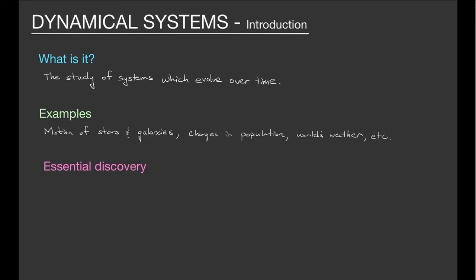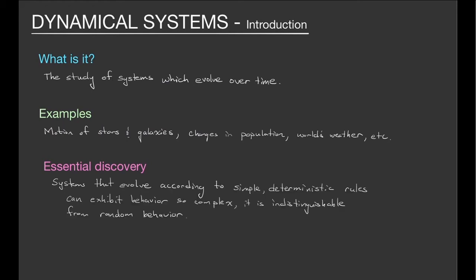Modern examples might include looking at the motion of stars and galaxies, changes in population, changes in the weather, the stock market, chemical reactions. Any case where time leads to some evolution of the system, that's dynamical systems. Now, what's the essential discovery of dynamical systems that makes it so cool?